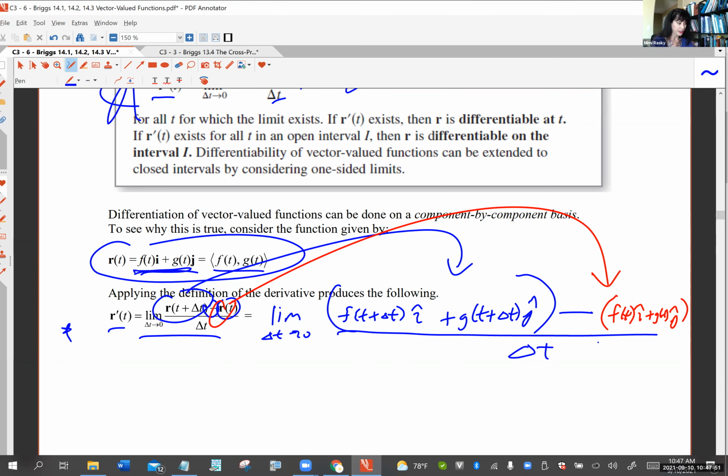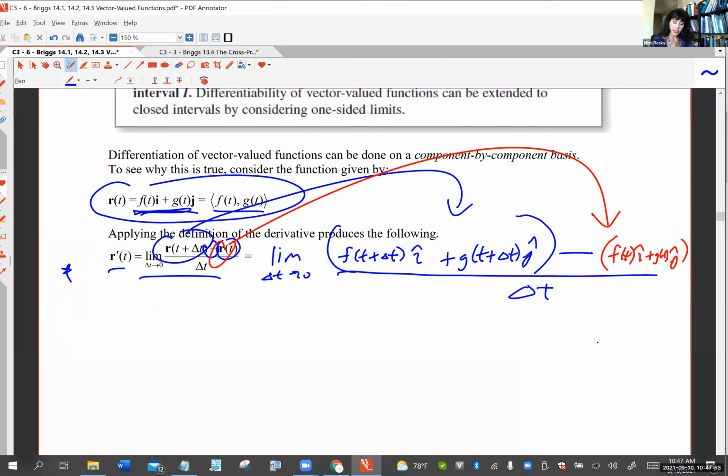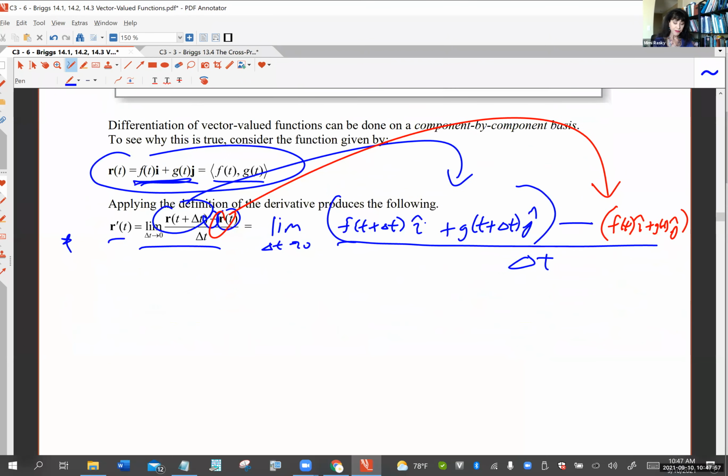And now what? This looks like a hot mess. Now you're just going to rearrange things and combine terms. I'm going to look at all the i hat terms and put them in one big chunk.